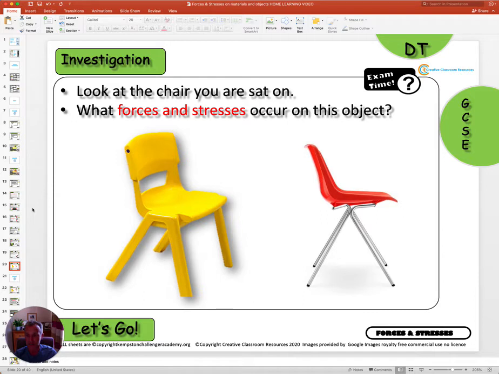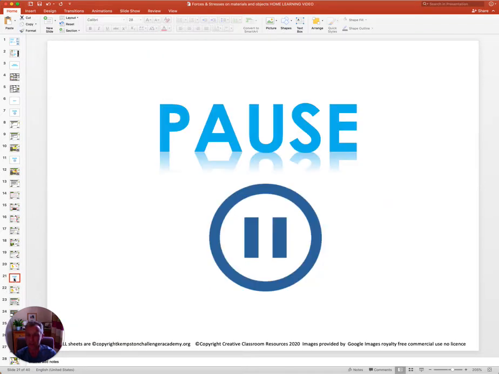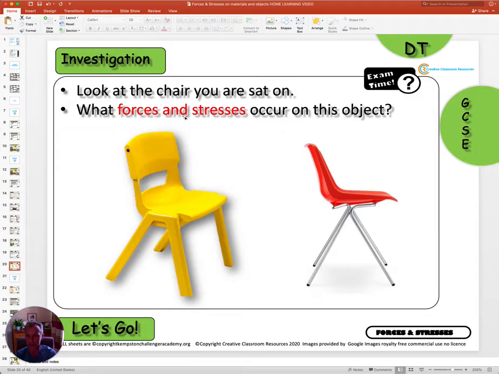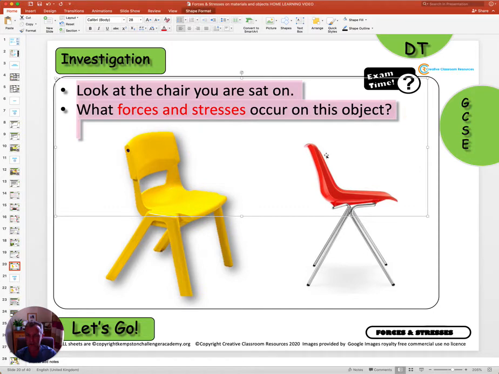So little question for you here. Let's see if we can do this. Look at the chair that you're sat on. Hopefully you're on a chair. What forces and stresses occur on the object that you are sat on? So here's a school chair. Here's a chair for a computer desk. If you're sat on this, what forces are being applied to that chair? Just pause the video there, and then have a little think and go back to that question. So look at the chair you're sat on. What are the forces and stresses occurring on this object here? If I'm sat down on this chair here, my chair is under some kind of force. What would that be?